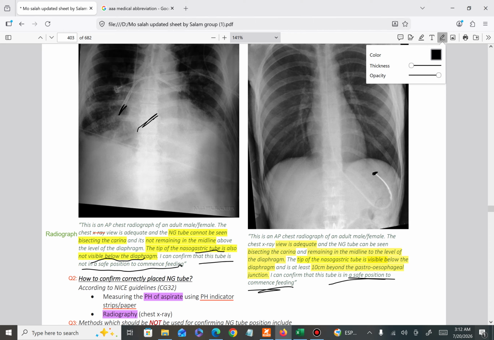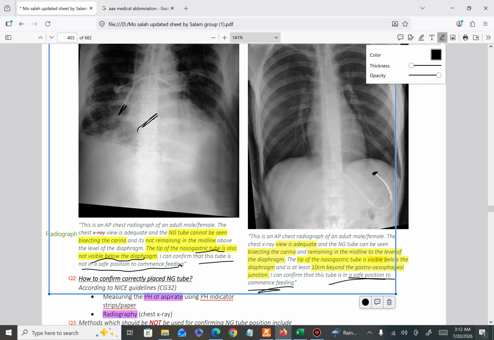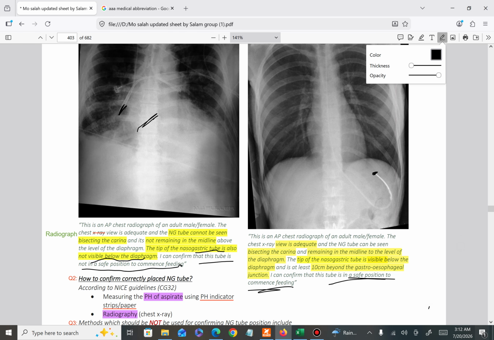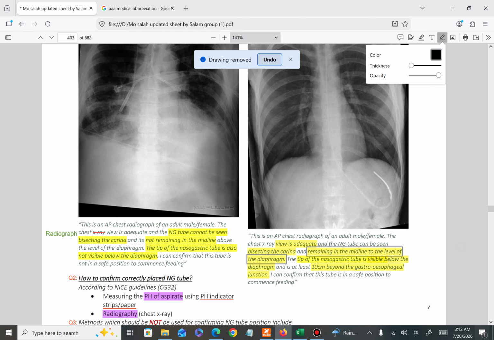Okay, so in order to commence feeding, the NG tube should bisect the carina, which is the point at which the trachea bifurcates into right and left bronchus.